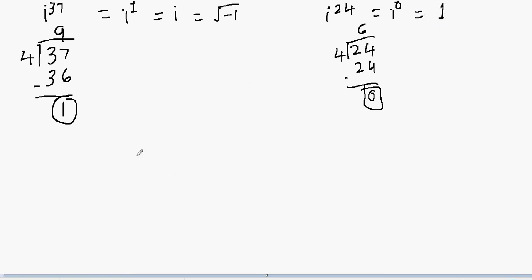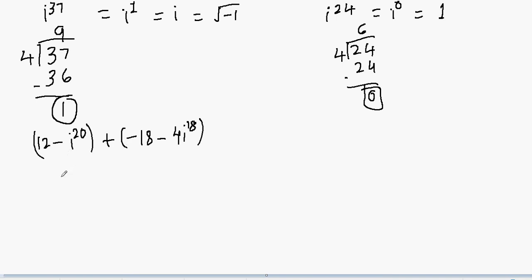Okay. So now let's solve this example. I have 12 minus i to the power 20 plus negative 18 minus 4 i to the power 18. Let's solve this. Addition is really simple. You only have to combine the like terms. Addition, subtraction, you just have to combine the like terms.